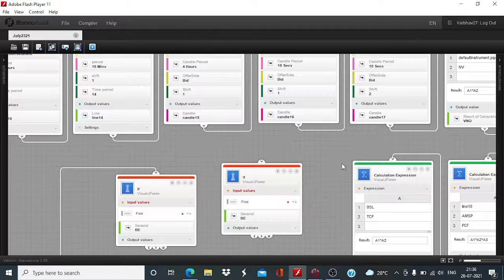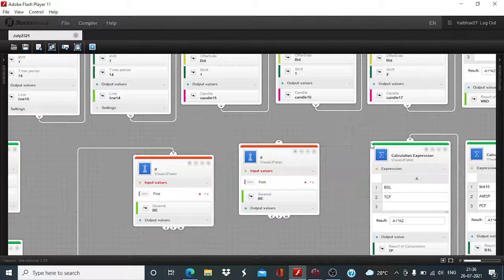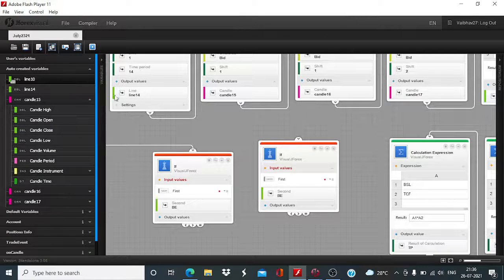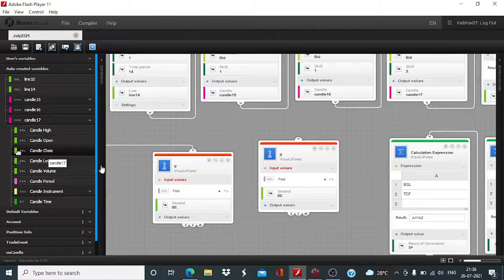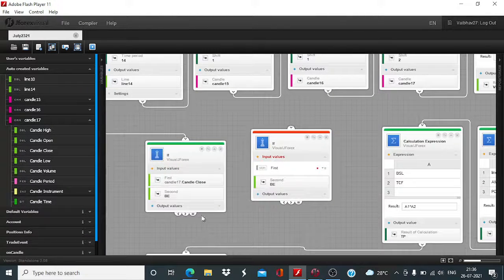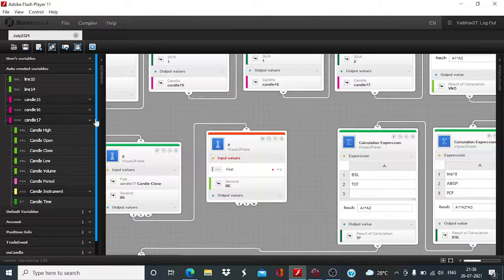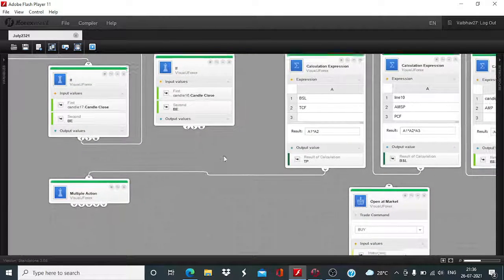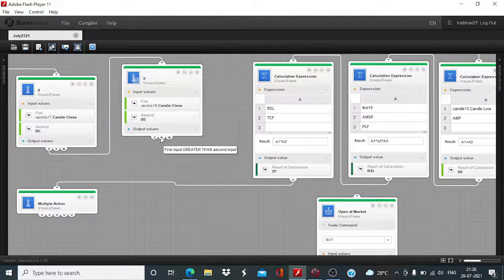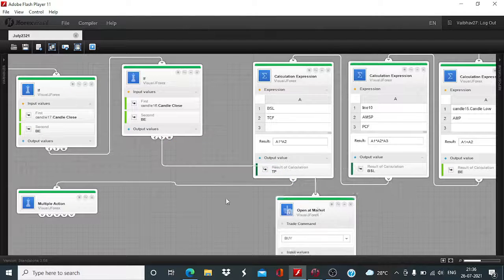Candle 16 is the last 10-second candle and it should have closed higher, whereas candle 17 is the candle with the look back period of 2 and it should have closed lower. So we will need candle 17 candle close to be less than BE, and candle 16 candle close higher than BE, and after that we can go for the trade execution. First input greater than second input.